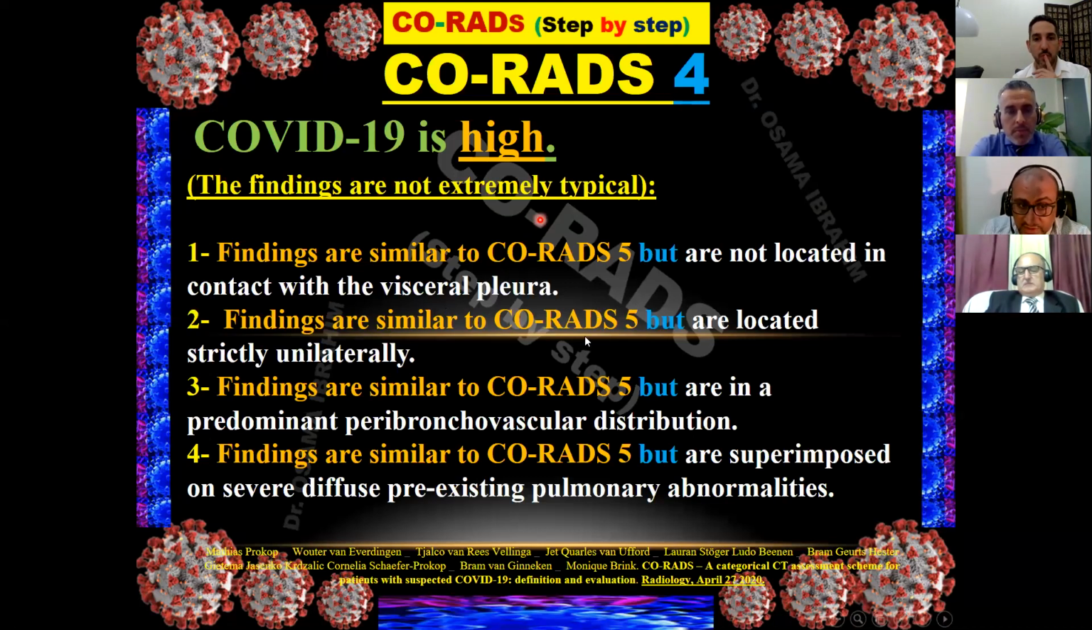The second issue is unilaterality. If these lesions are typical like CORADS 5 but unilateral only, I consider it CORADS 4. The third one is the presence of peripheral and central ground glass opacity, where the peripheral is predominant over the central, so I consider it CORADS 5. And the last one, if there is an underlying or pre-existing pulmonary abnormality and the consolidations occur on this abnormality, I also consider it CORADS 5.